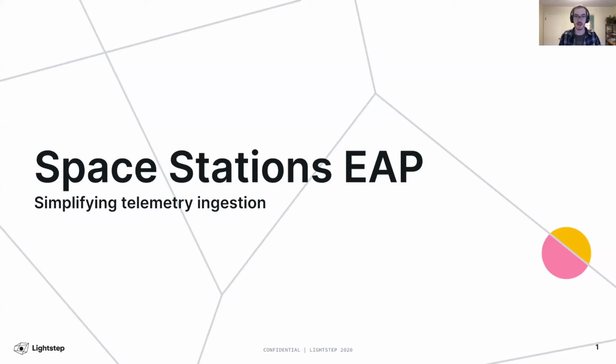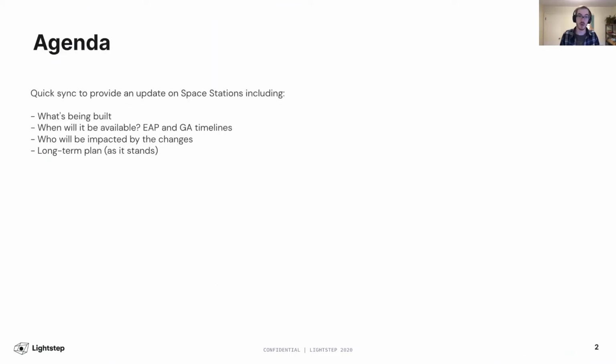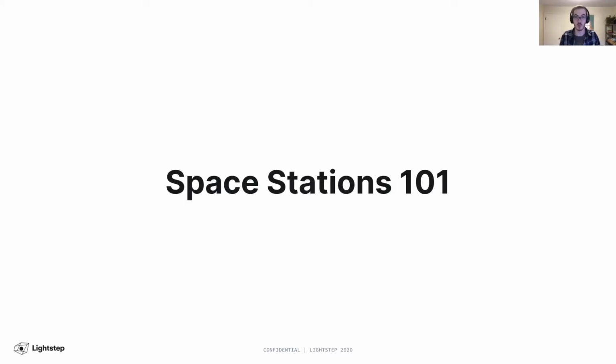Hi there. Today I'm going to give a brief overview of our upcoming Space Stations EAP and how it's going to help our customers simplify telemetry ingestion. A quick overview of what I'm going to cover in this session is what's currently being built, when it will be available, both the EAP and GA timelines, who will be impacted by the changes, and the long-term plan as it currently stands. Let's start with Space Stations 101.